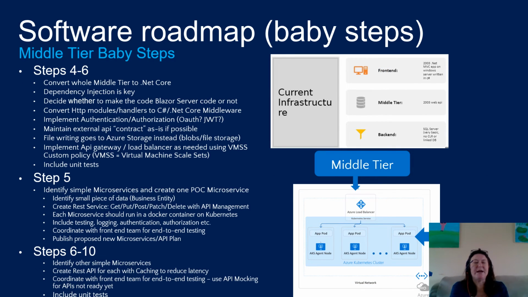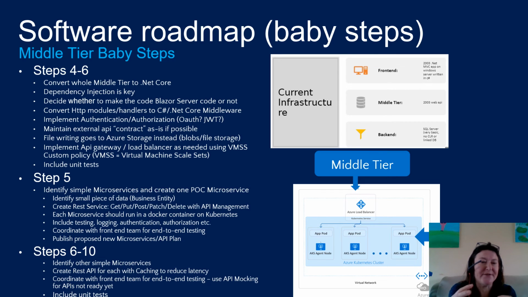Okay, so now we're going to deal with the more detailed steps that are required for the middle tier. So once you've got the monolith middle tier in Azure, there are more steps that you have to take, obviously. One of those steps might be to convert the whole of the middle tier monolith to .NET Core if it's not already in .NET Core, to make it all built using dependency injection so that you can do good unit testing and so on, and you can make everything loosely coupled.